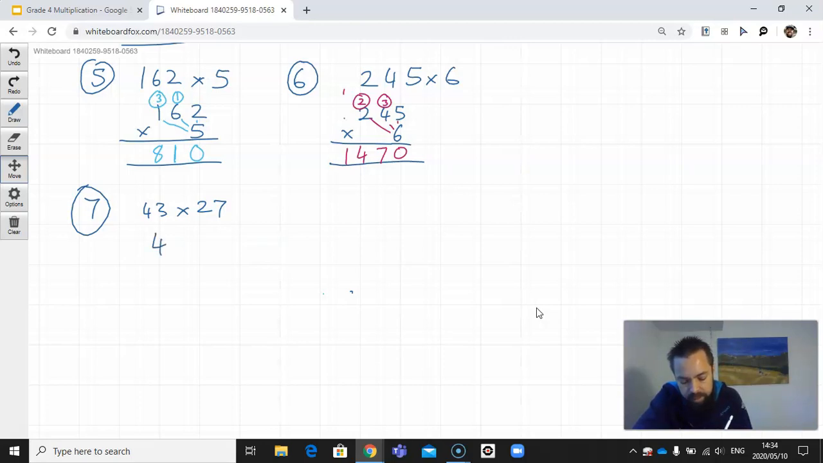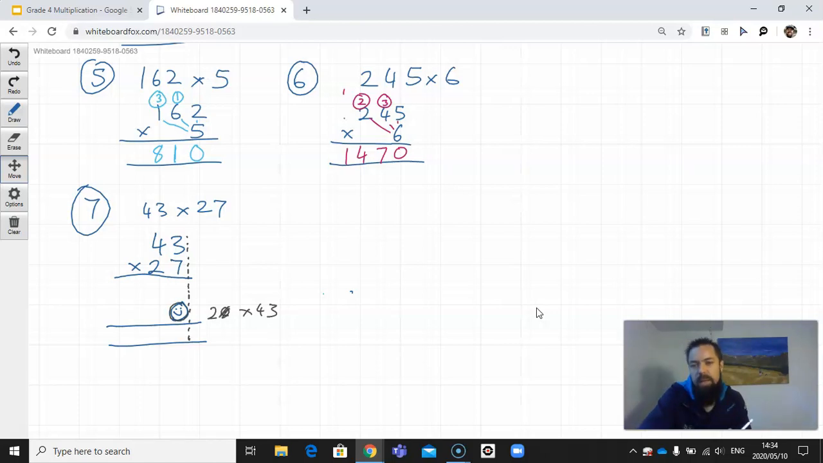So 43 times 27. I'm going to have 2 lines with the second one on the right hand side having a smiling 0. And a reminder that that's because in this line I'm doing 20 times 43, and I'm just going to move this across to here where the smile is, and that way I can forget about the 0 and treat it as a 2.